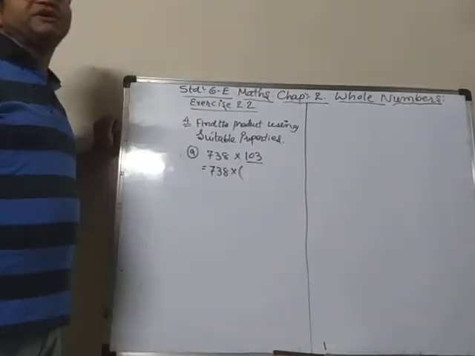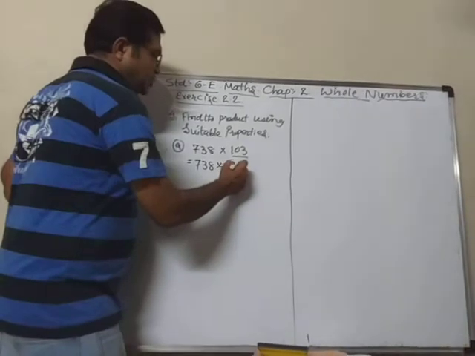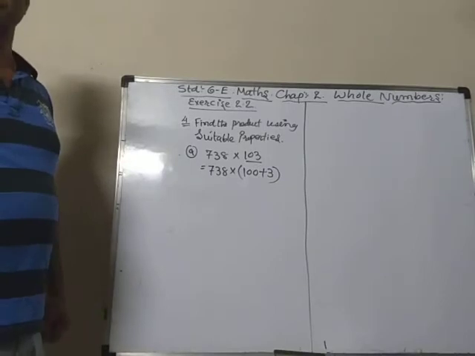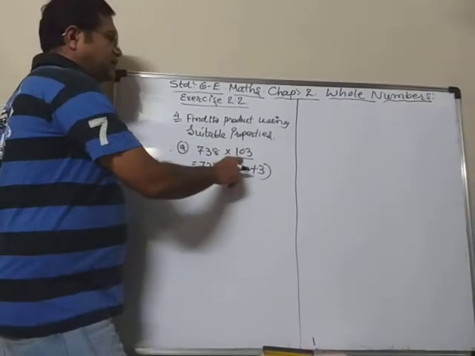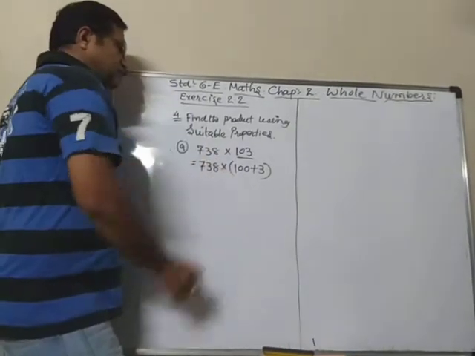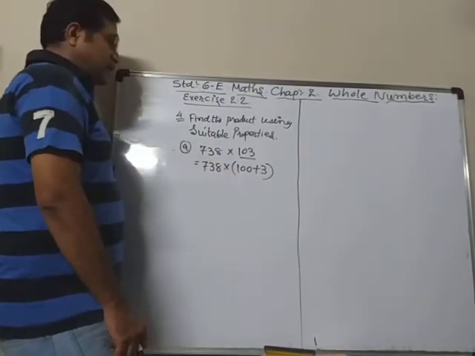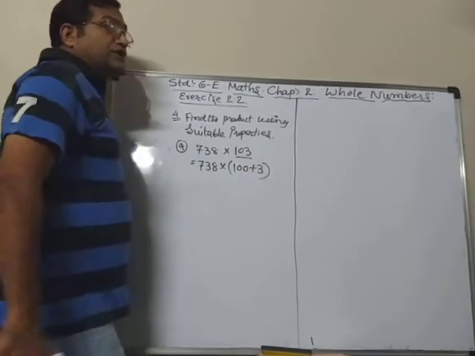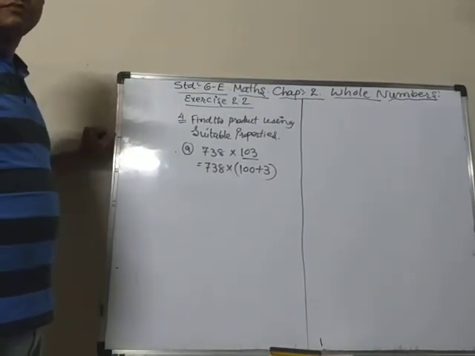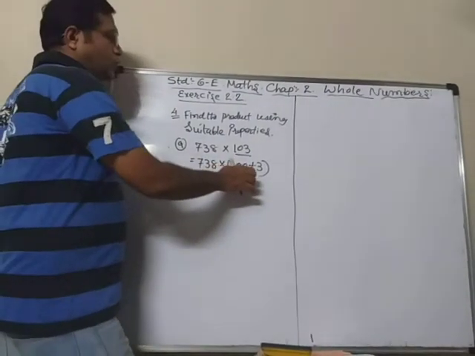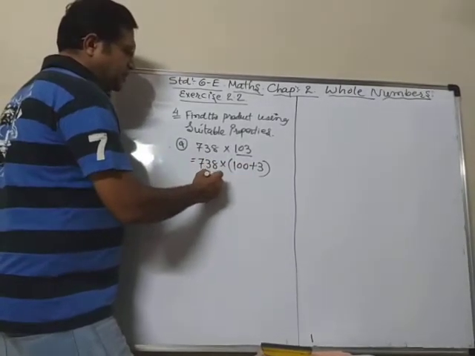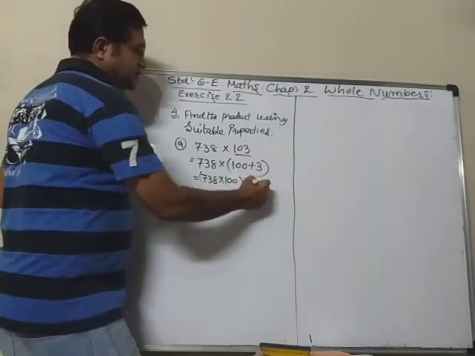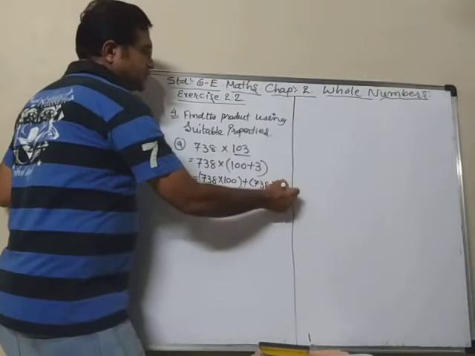103 we can split like 100 plus 3, because multiplication with 100 is very easy. So here you can see that 103 is split into 100 plus 3. Now we know that when there is a multiplication sign outside and a plus or minus sign inside, we use the distribution of multiplication over addition. So here 738 will be multiplied with 100, and 738 will be multiplied with 3 also.